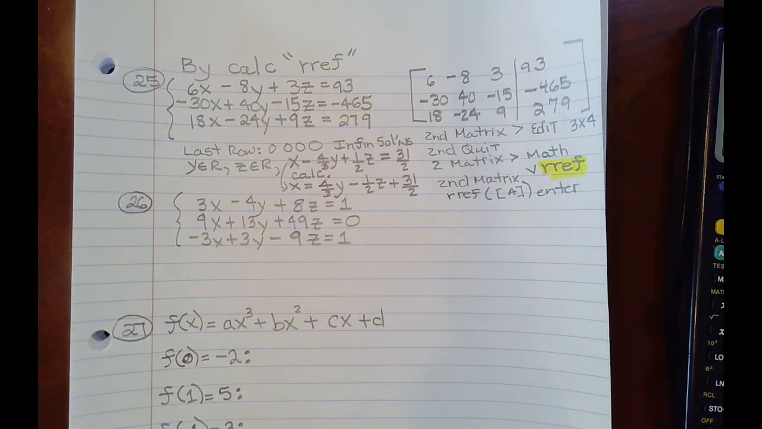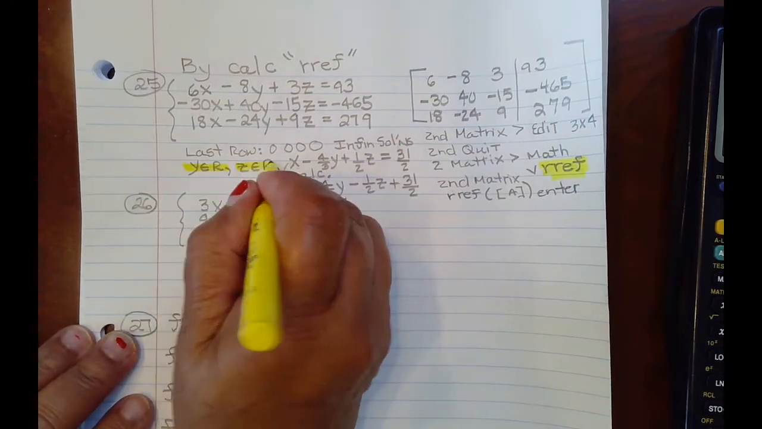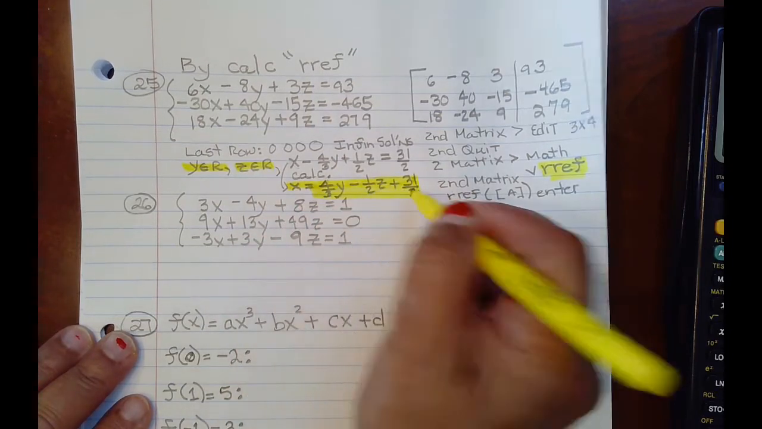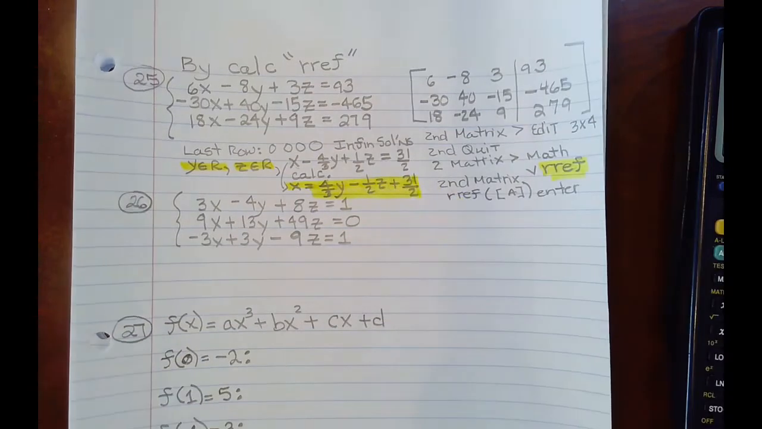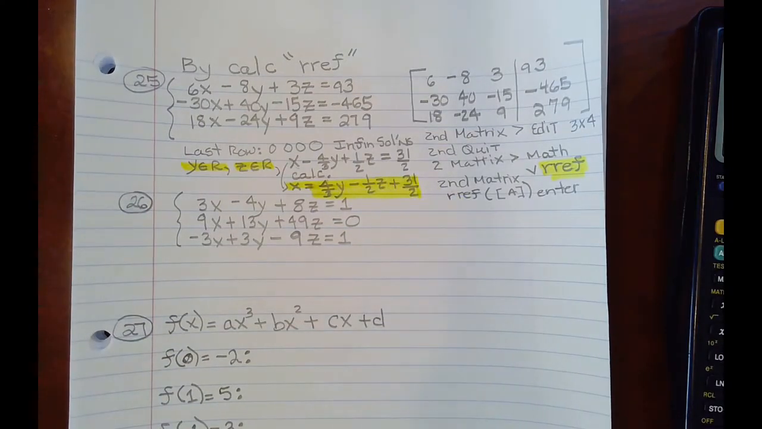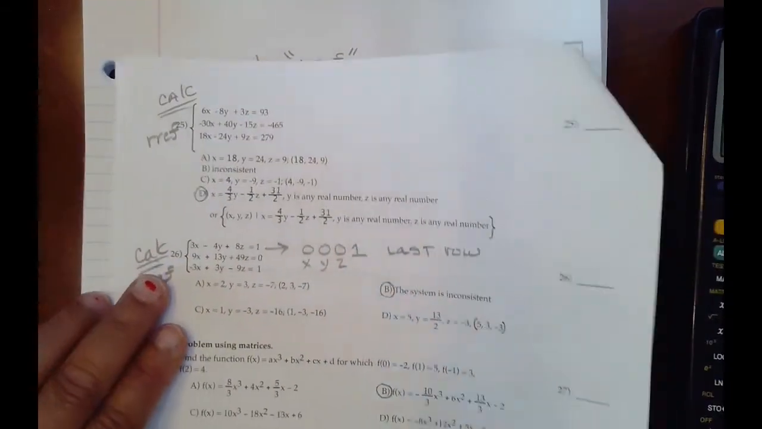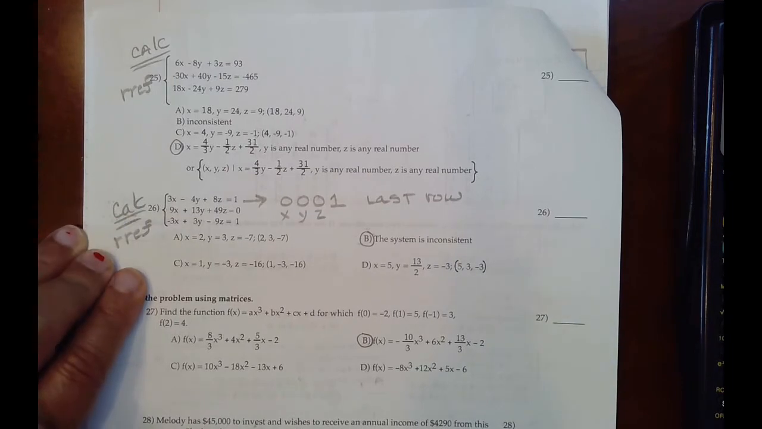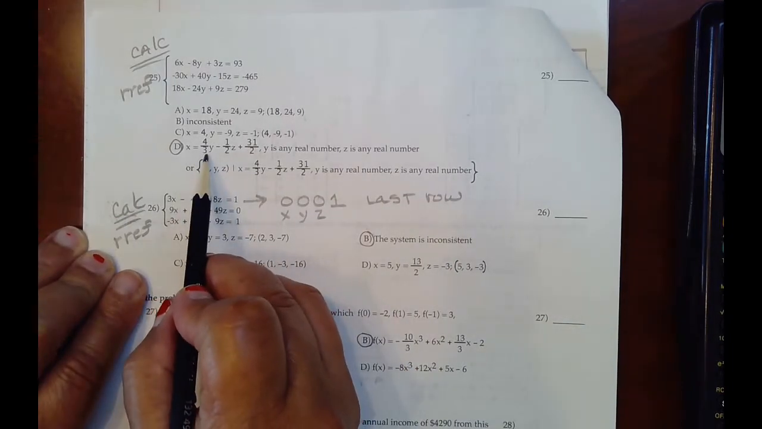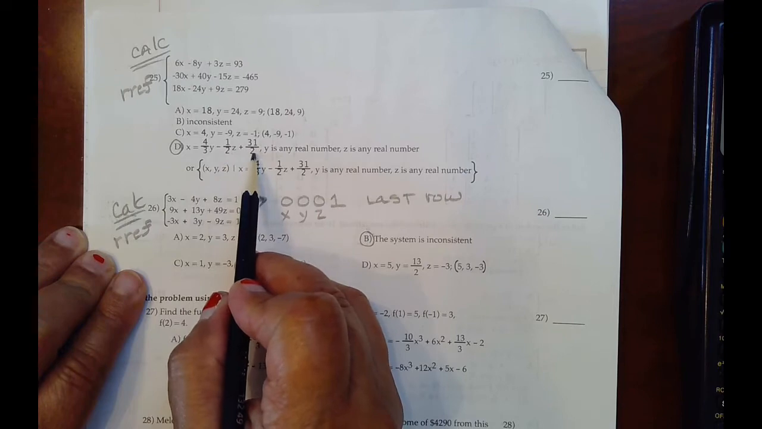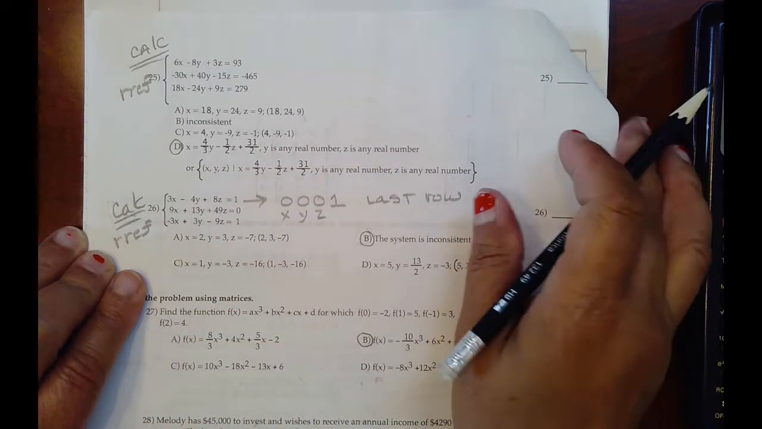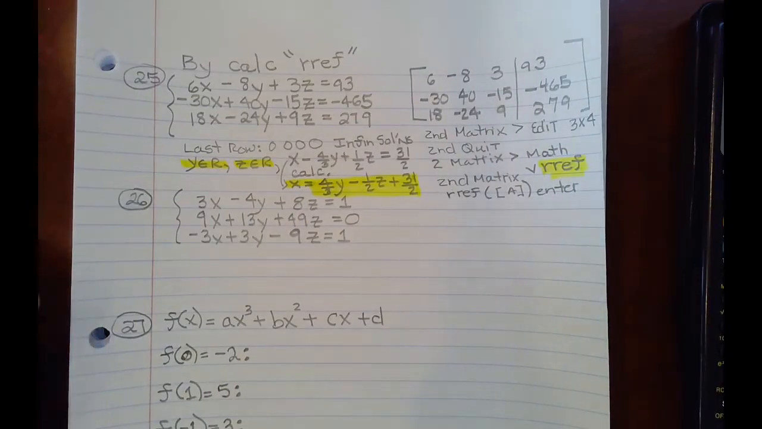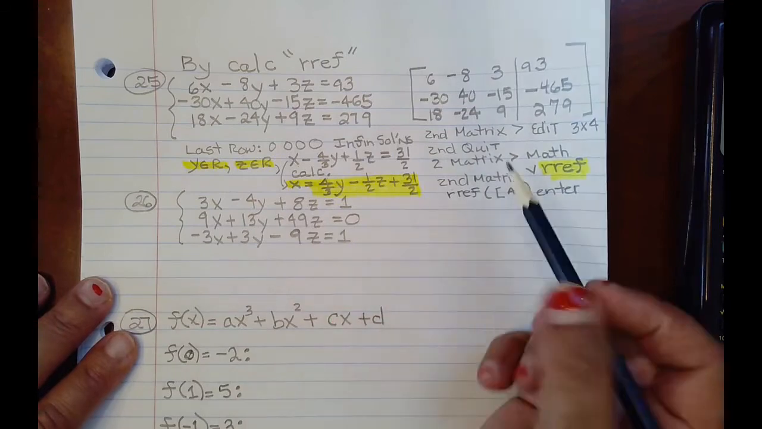So you're going to look for an answer that talks about this expression for x in terms of y and z. Okay, so for 25, that's D. X is 4/3 y minus 1/2 z plus 31 over 2. Y is any real number, z is any real number. Okay, let's do 26. We'll do that one by calculator also.